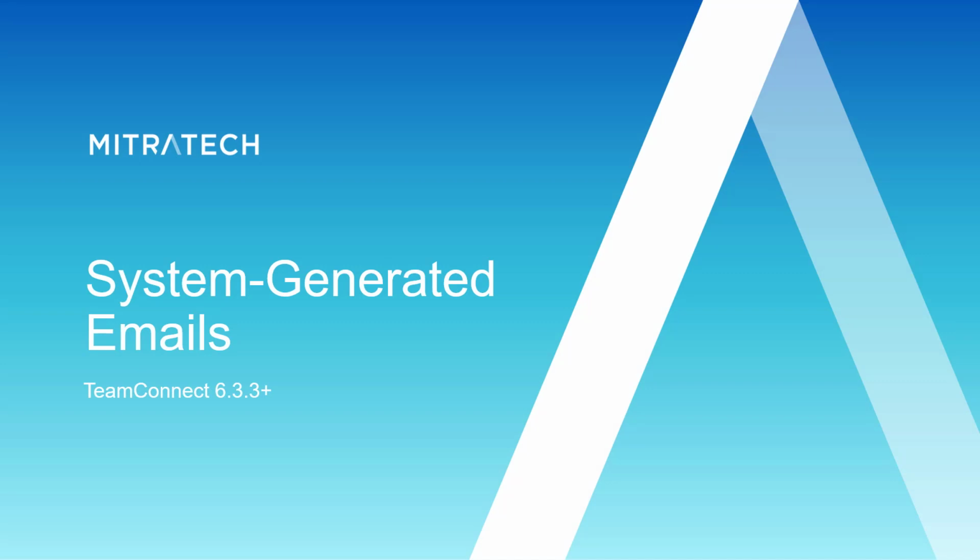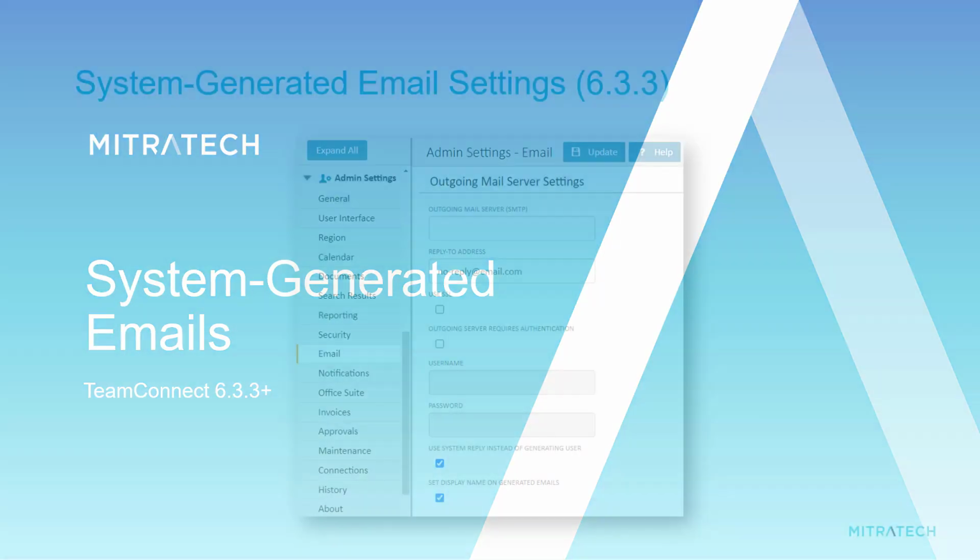We received a lot of feedback from clients indicating that it was very difficult to determine when an email was coming from an actual human and when an email was coming from TeamConnect because, when possible, TeamConnect will attach the email address of the user that triggered that notification when it was sent. So an email might look like it's coming from me just because I clicked a button in TeamConnect that automatically sent a notification. To combat that confusion, we have some new email settings in TeamConnect 6.3.3 that will make it very clear that the notification is coming from TeamConnect.